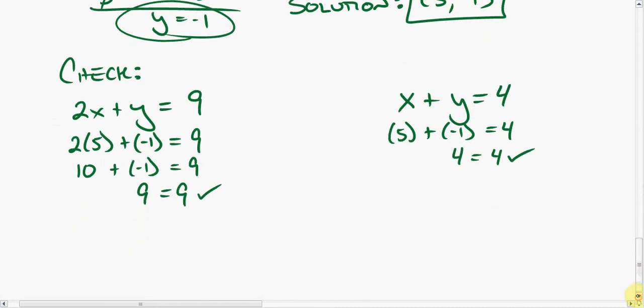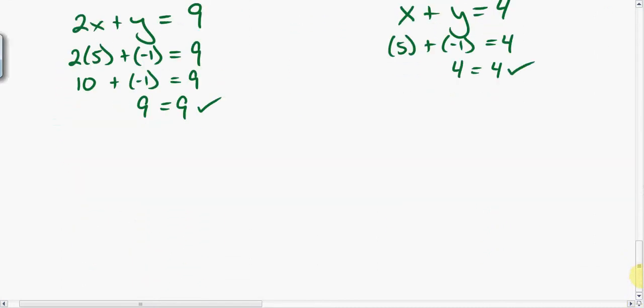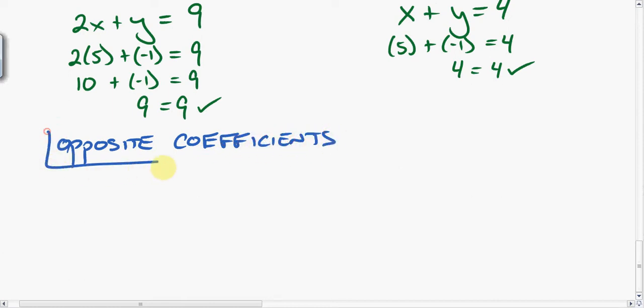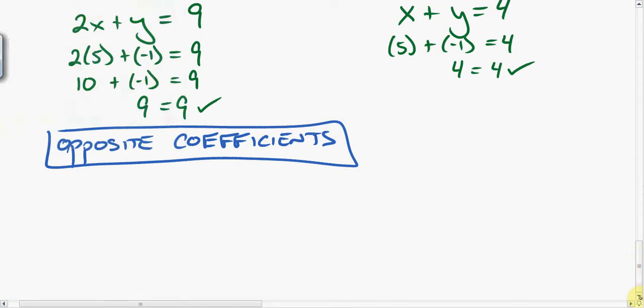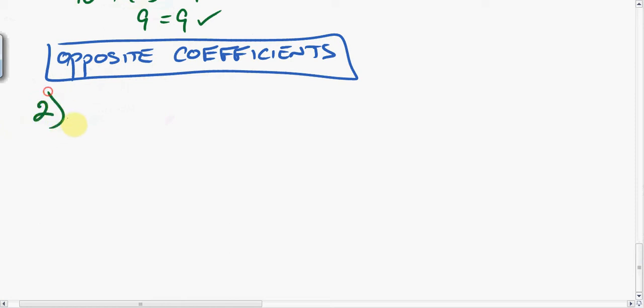The next scenario is when you have opposite coefficients, meaning you have the same number but opposite signs. This is going to be problem number 2 of 3. So we see negative x plus y equals 1, and then x plus y equals 1.